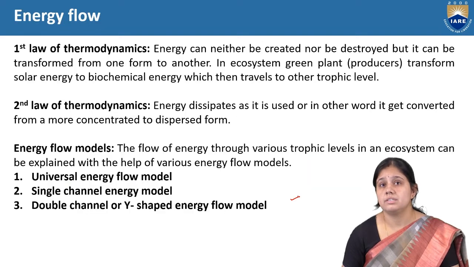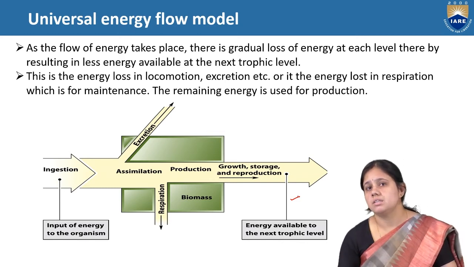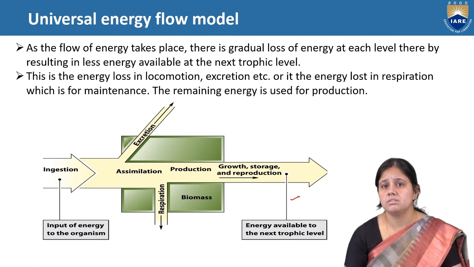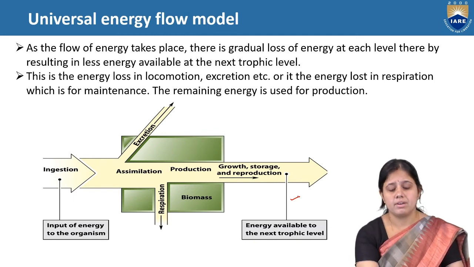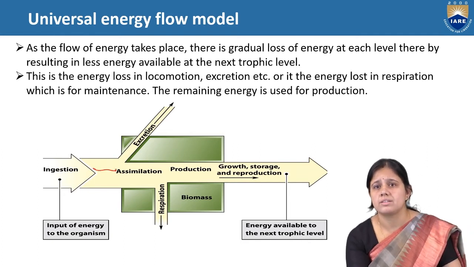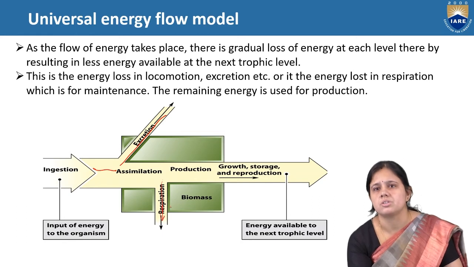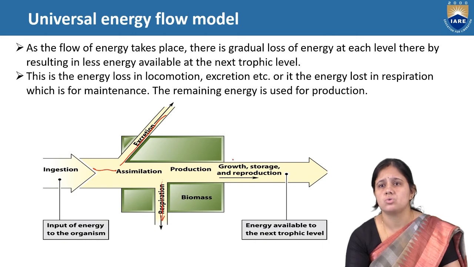In the universal energy flow model, there is a gradual loss of energy at each level, thereby resulting in less energy available at the next trophic level. See, it starts with ingestion, like the input of energy to the organism, and then they make it available to the next trophic level, that is assimilation. They are using this energy for assimilation. Some of the energy is lost in the form of excretion. After assimilation, some of the energy is also lost in the form of respiration. Then the production of energy is used by an organism for their growth, storage and reproduction. All these functions, whatever they are doing.